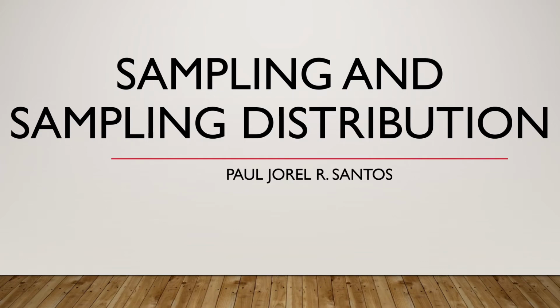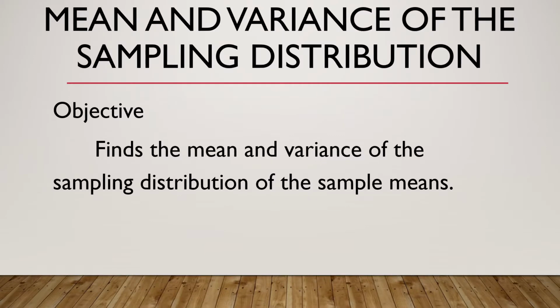So in this video, I'm going to discuss sampling distribution, and this is part 3 of our lesson in sampling distribution. The main topic for this video is the mean and variance of the sampling distribution. Our objective is to find the mean and variance of the sampling distribution of the sample means.